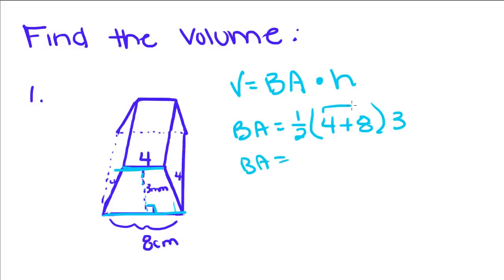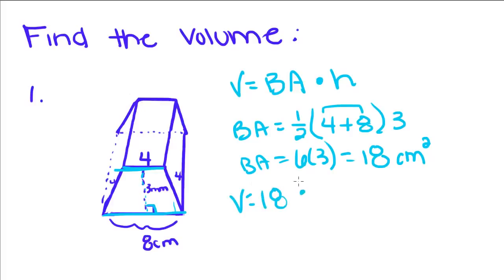Make sure you add these together before you multiply by 1/2. So 4 plus 8 is 12. 1/2 of 12 is 6, times 3 is 18. So the area of our base is 18 centimeters squared. Now we're going to take our base area and multiply it by the height of this prism, which is 3. So our volume is 54 centimeters cubed.